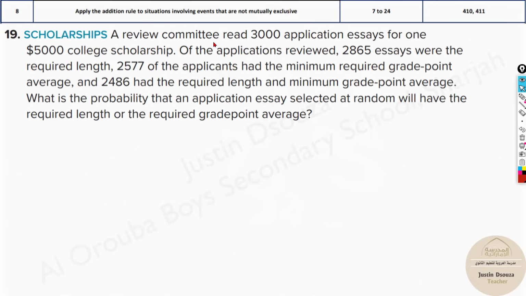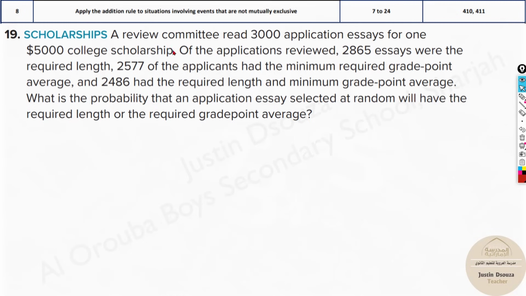We have about scholarships. A review committee read 3,000 application essays for one $5,000 college scholarship. Of the applications reviewed, 2,865 essays were of the required length. 2,577 of the applications had a minimum required grade point average, and 2,486 had the required length and minimum grade point average. What is the probability that an application essay selected at random will have the required length or required grade point average? So there are total 3,000 applications. So these are the conditions over here. Now they want a randomly chosen paper to be or both of them. So what you do is just add them and subtract this. Why? Because this is not mutually exclusive.